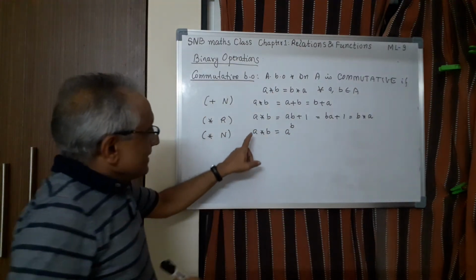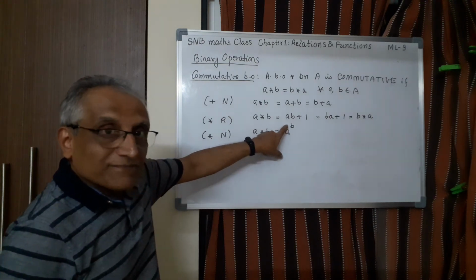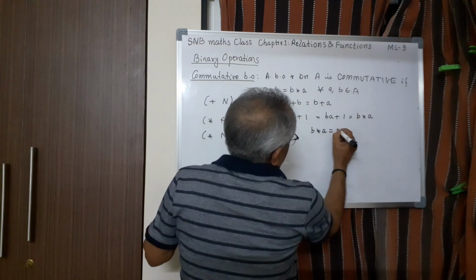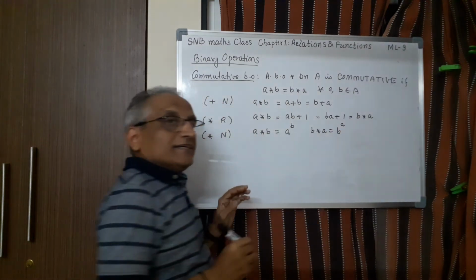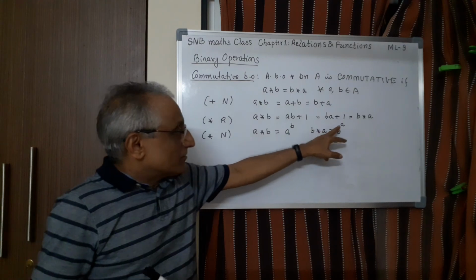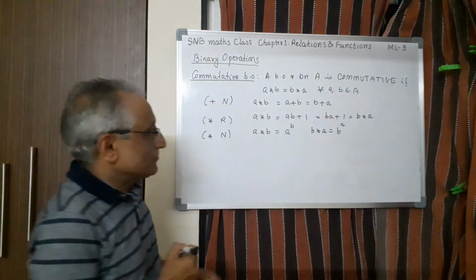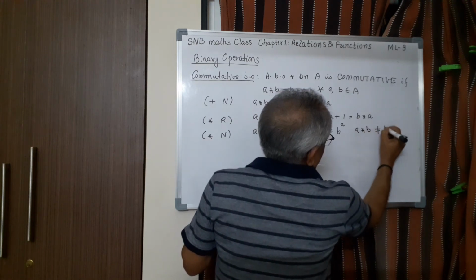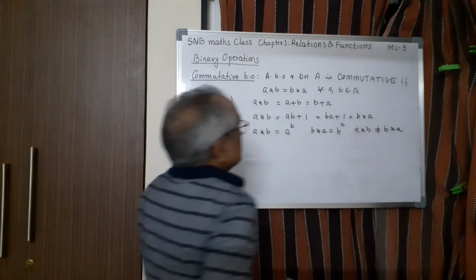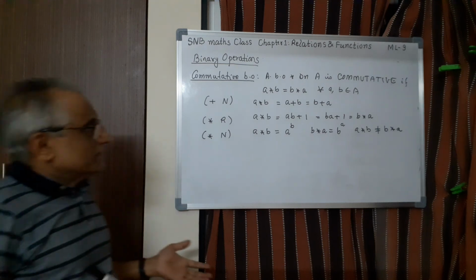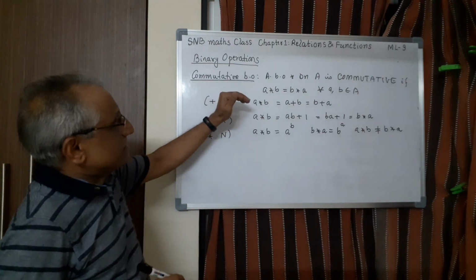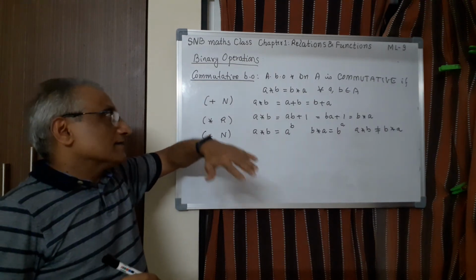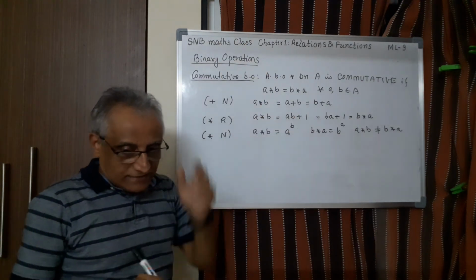But now A star B is A power B, but B star A, if you take, it is B power A. Definitely A power B and B power A cannot be same. Therefore, A star B is not same as B star A. So like this, given any operation, we can check whether it is commutative or not. It is a very simple concept. So here it is sufficient. In a supplementary lesson, we shall take more and more examples.